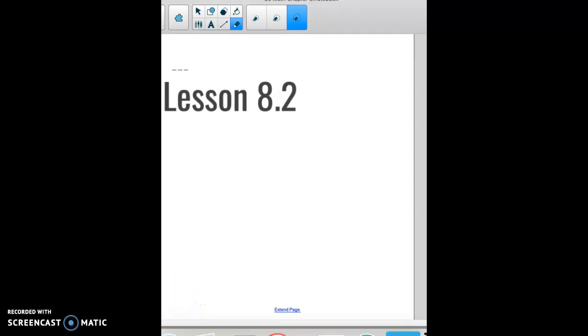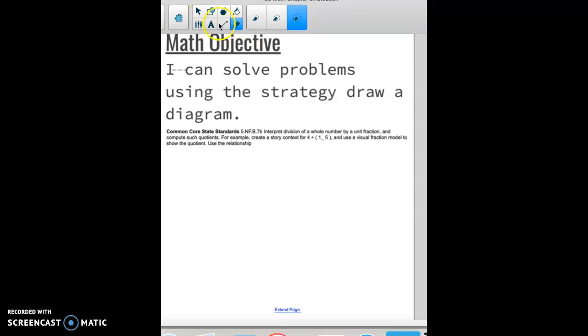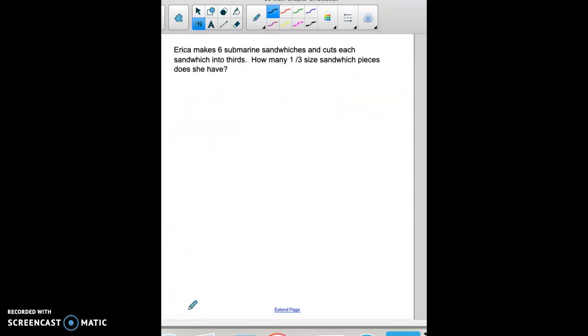Hi boys and girls, we are in lesson 8.2 of Go Math, and our objective for today is to solve problems using the strategy draw a diagram. First problem says Erica makes 6 submarine sandwiches and cuts each sandwich into thirds. How many 1/3 size sandwich pieces does she have?